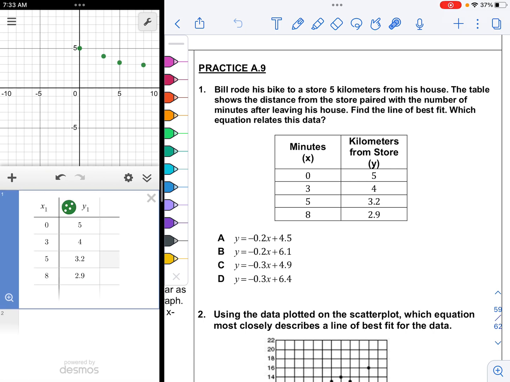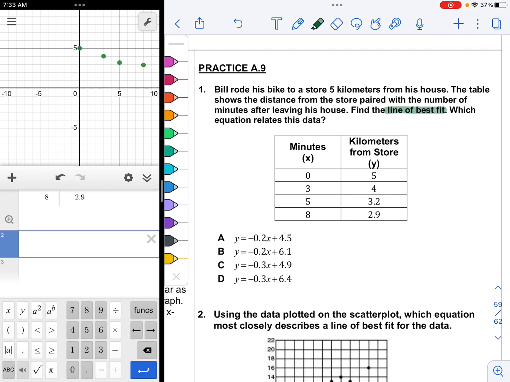When we read the question, it says Bill rode his bike to the store from his house. The table shows the distance from the store paired with the number of minutes after leaving his house. Find the line of best fit. You see where it says line of best fit? That means we are going to be using the line formula, not the curve formula.